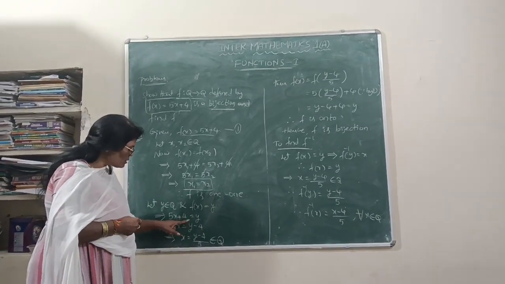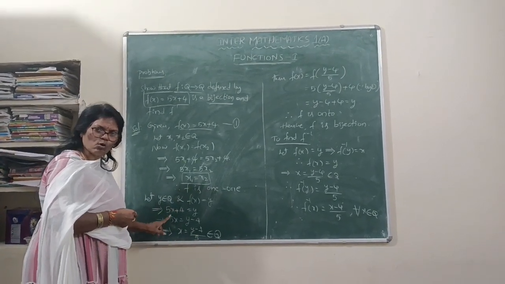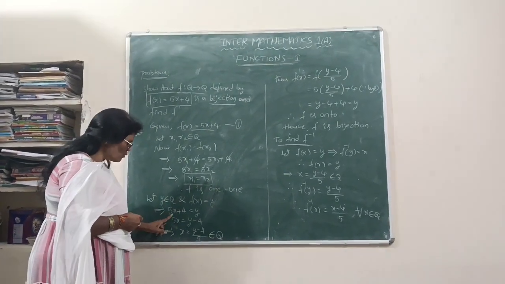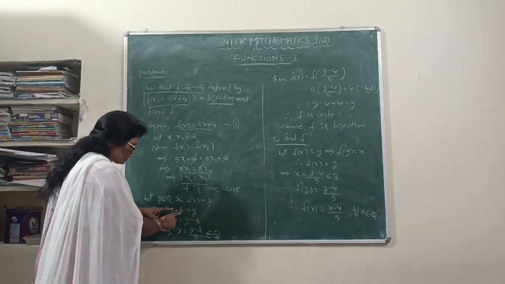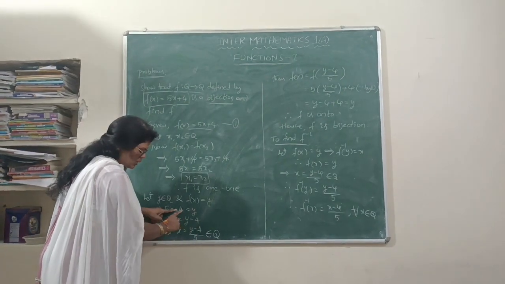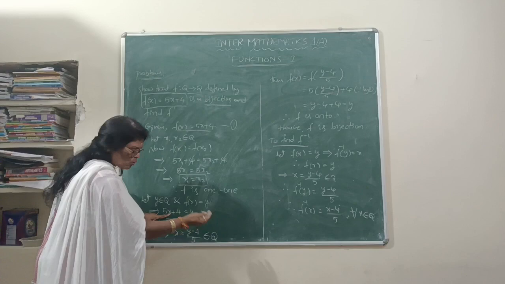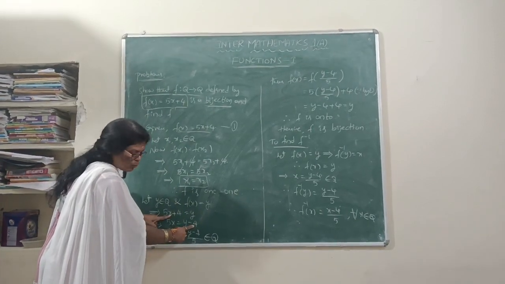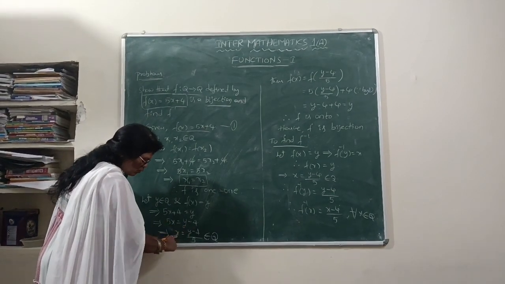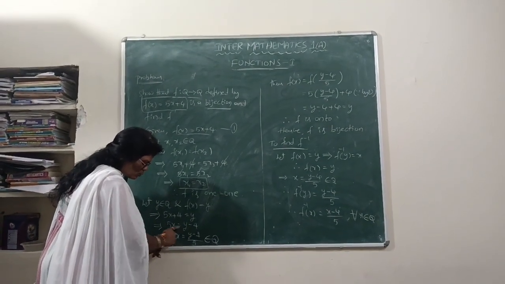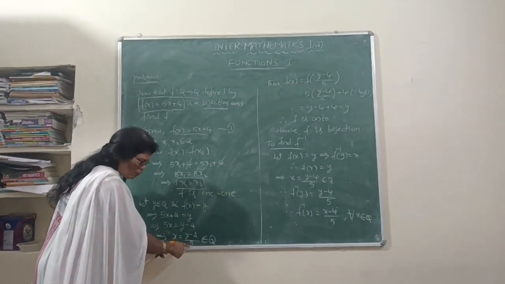From this equation you should find the value of x. Keep 5x on the left hand side, and take this 4 to the right hand side. The 4 is positive, so on the right hand side it becomes negative. So 5x equals y minus 4. Dividing on both sides by 5, we get x is equal to y minus 4 by 5.